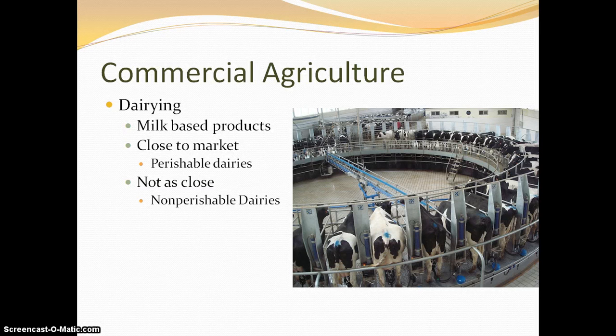But when we look at dairying, one of the things that's important to note is that based upon what type of dairy product we're looking at, you're going to have different production sites, but also different sets of distribution.